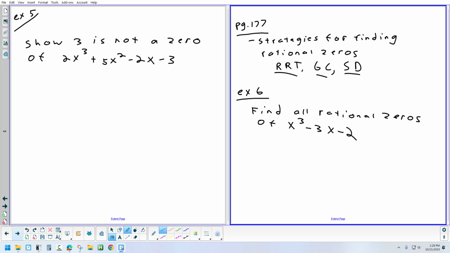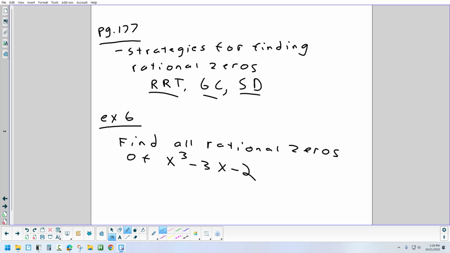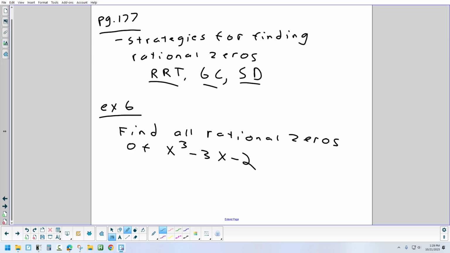All right, so let's try this one. So now we're going to put everything together. The rational root theorem with synthetic division. When you have a cubic and you need to solve it for its roots, can you just plug it into the quadratic formula, get the 2 answers, and you're all set? Why not?